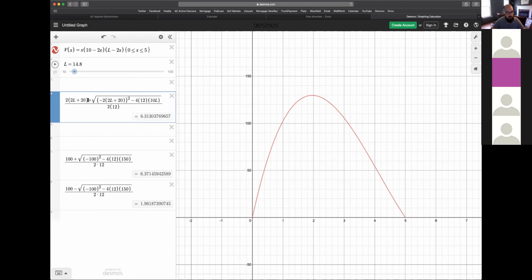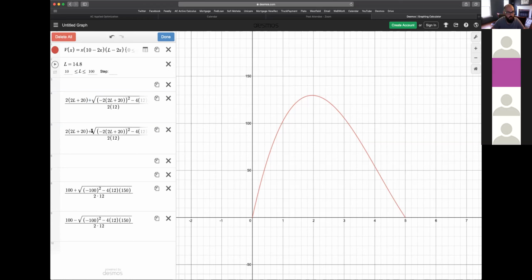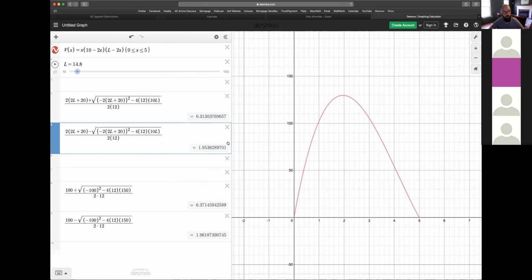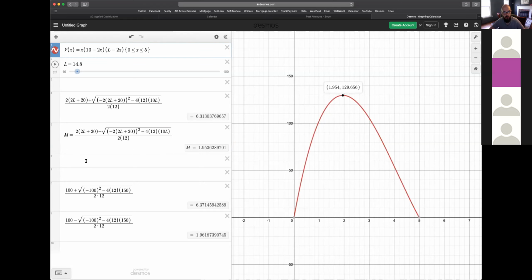This is the positive side. So remember with the plus, we saw that this value was outside of our interval. And when I take the minus, this value is going to be inside our interval. So as I'm looking at this, I'm going to call this value M, just so it's easier to work with, so I don't have to type all this out. Because this is what I think is going to be the candidate for my max.